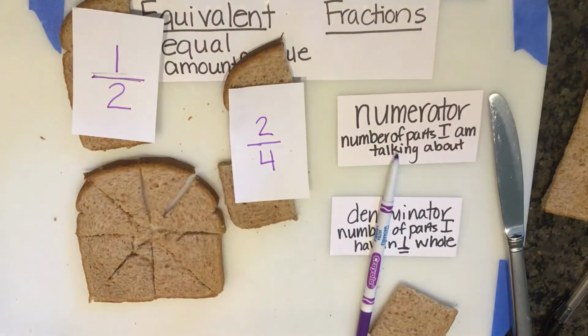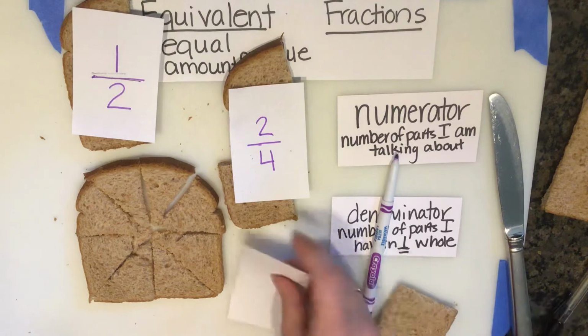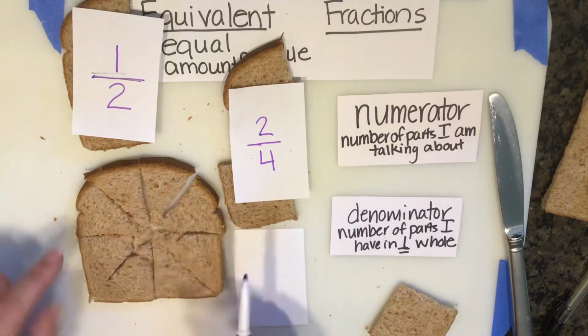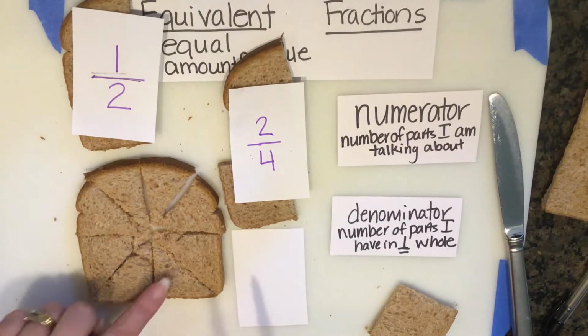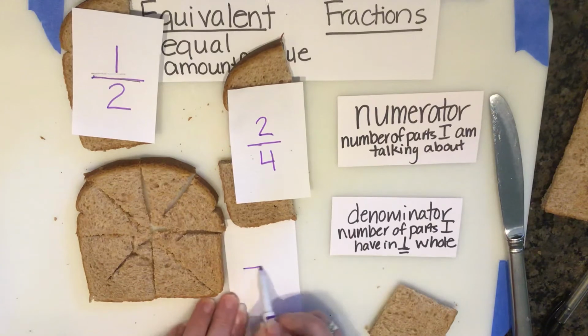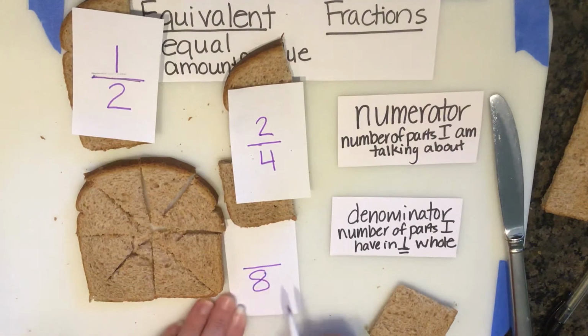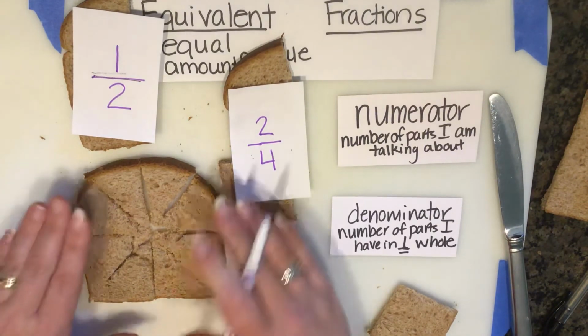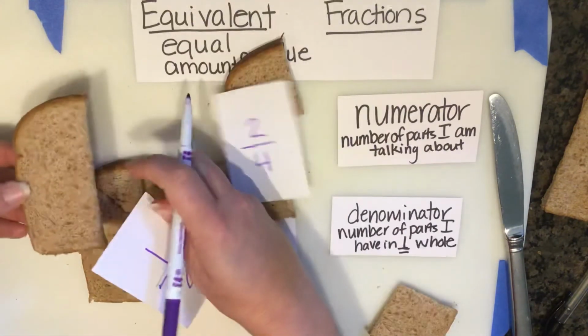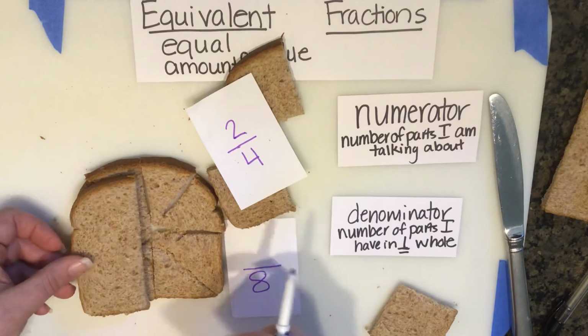Okay, I'm going to get another piece of paper out so I can label. This time, I don't have 4 equal pieces. This time I have 1, 2, 3, 4, 5, 6, 7, 8 equal pieces. And that's a denominator, okay? 8 equal pieces. How many pieces am I talking about? I'm talking about what is equivalent or equal amount as this piece of bread.